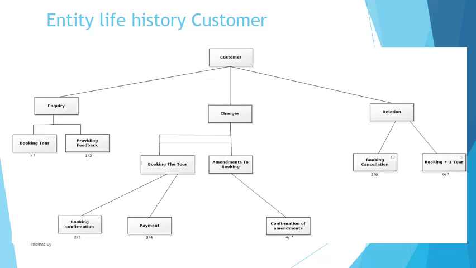The changes that are made could be for booking tour. They would book the tour, and then a booking confirmation would be given, and also the payment would be taken. Another change would be the amendments to the booking. There would be a confirmation of amendments for after the booking, and that would be an iteration because it can be done more than once. The deletion would be of the booking cancellation or the booking plus a year in the archive.